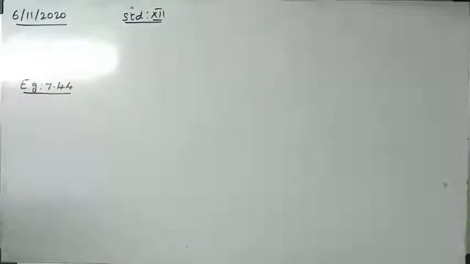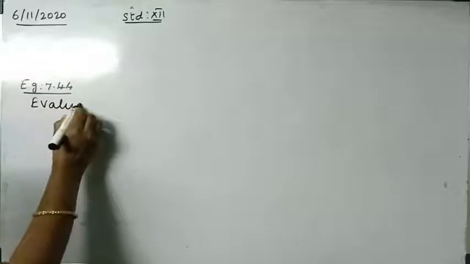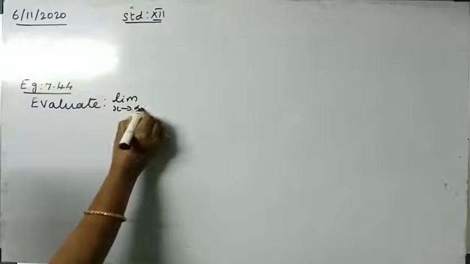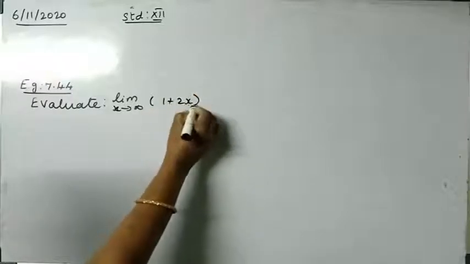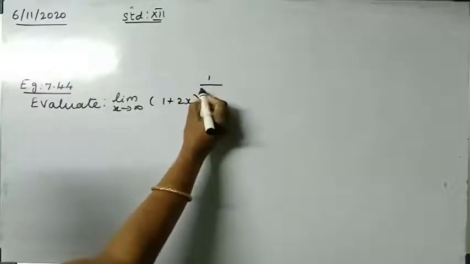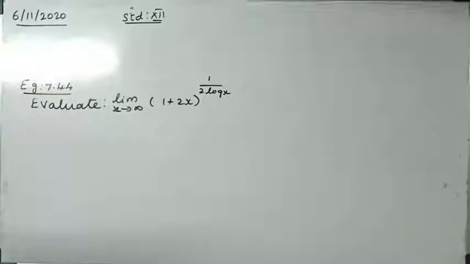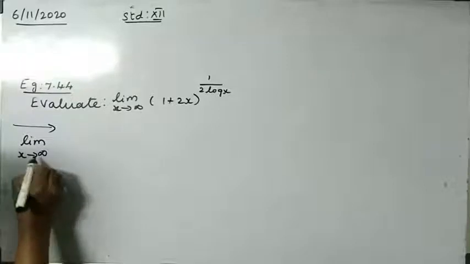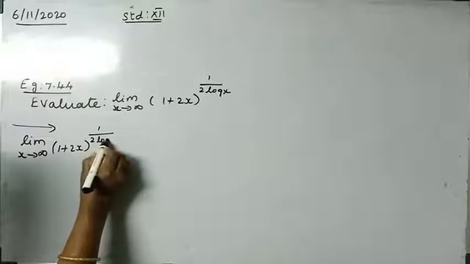Evaluate the limit as x tends to infinity of (1 plus 2x) to the whole power 1 by 2 log x. So the question is: evaluate the limit as x tends to infinity of (1 plus 2x) to the whole power 1 by 2 log x. First, as usual, take this question: limit x tends to infinity (1 plus 2x) to the whole power 1 by 2 log x.